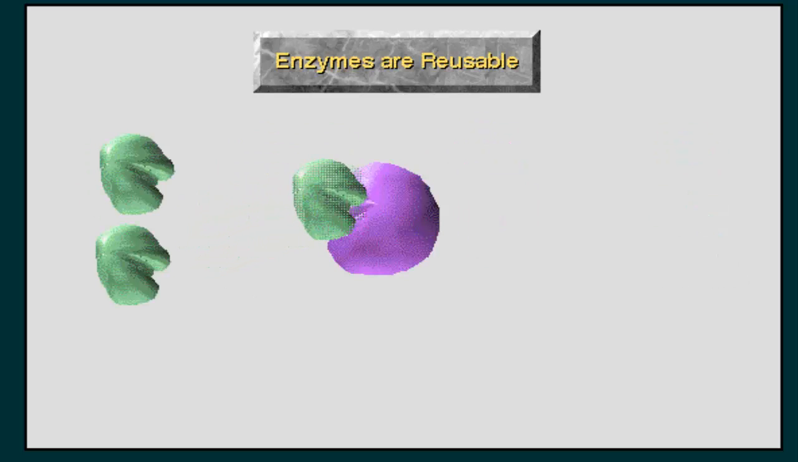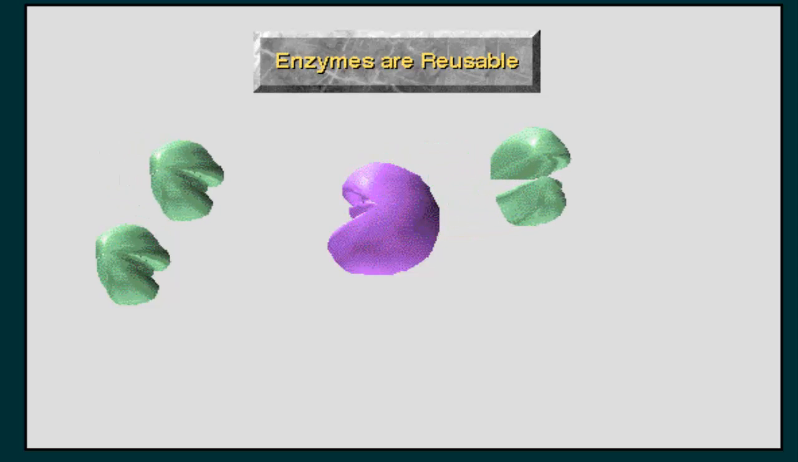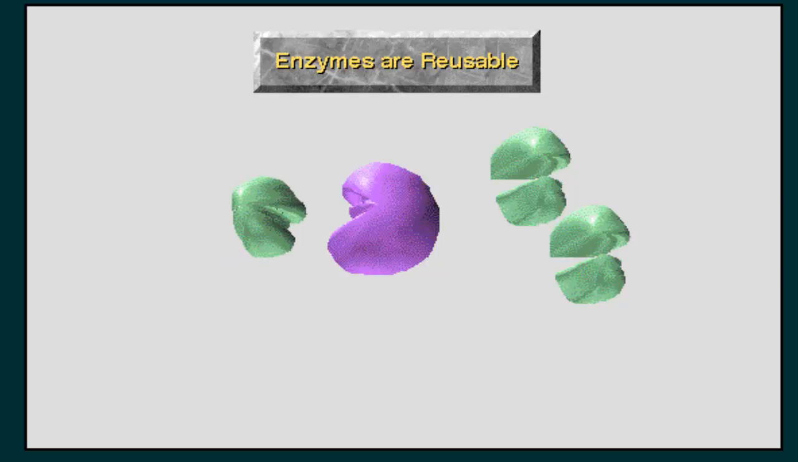Enzymes are not used up or changed in chemical reactions. Therefore, they can be used over and over again in new reactions. A single enzyme can catalyze thousands of reactions each second. Because of their incredible efficiency, enzymes are only needed in very small concentrations in cells.